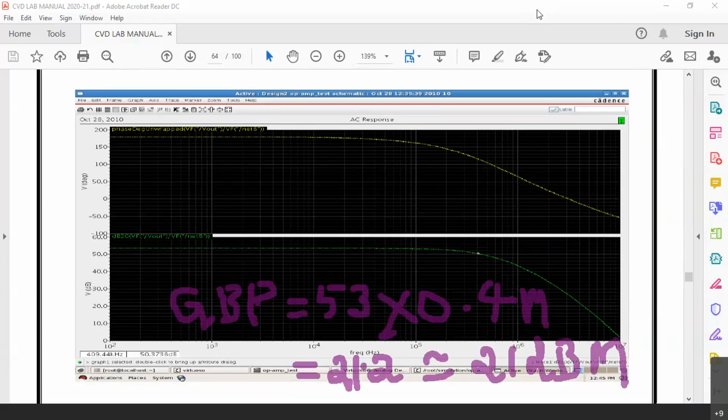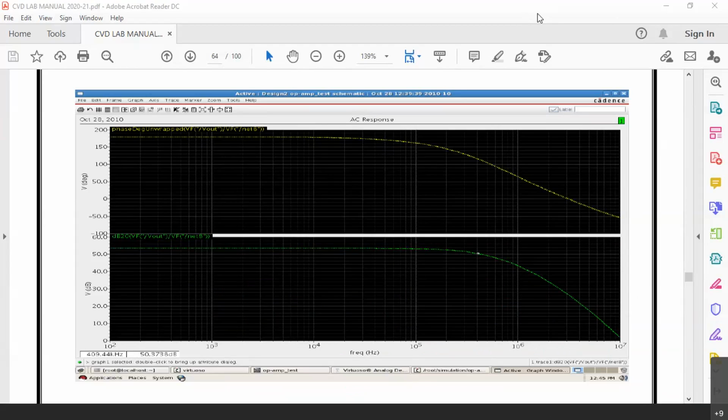Now, when the bandwidth is somewhere here, the gain is going down here. Gain has not yet reached 0. And you can see the phase response is coming down from 180 degrees. It is coming down just after about 10 kilohertz, around 20 kilohertz, 30, 40, 50. It is coming down here. So the phase is also coming down.